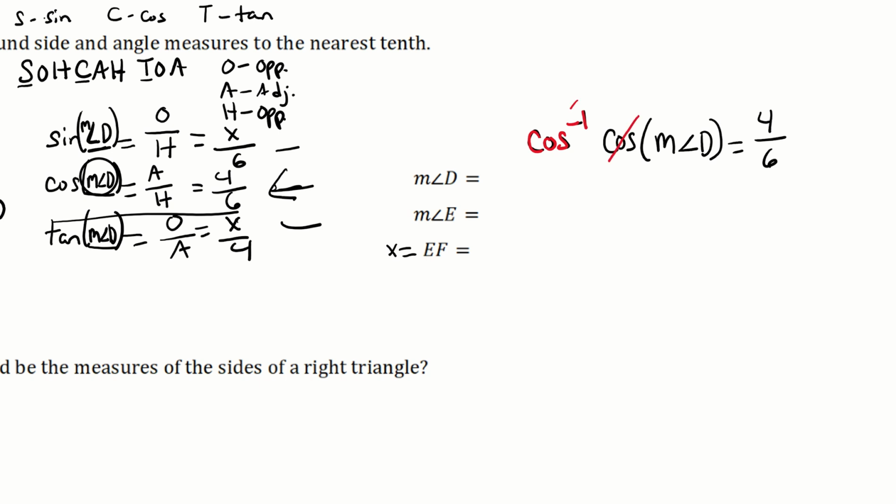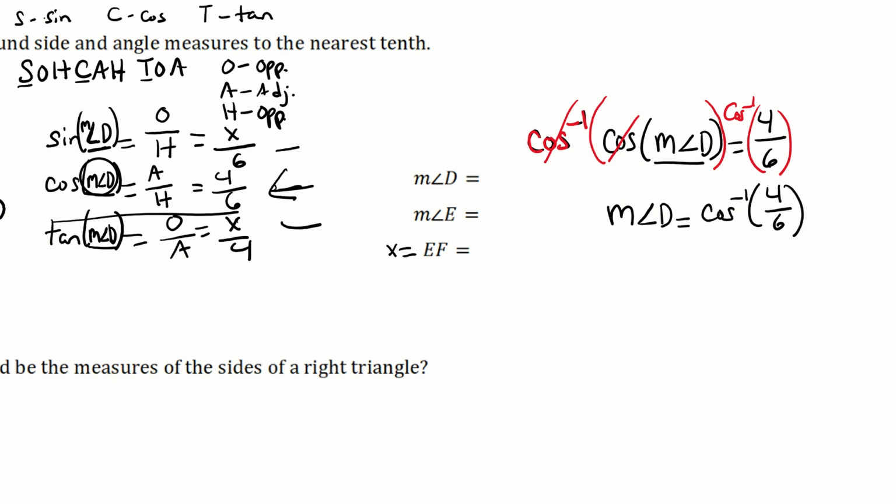Whatever I do on one side, I have to do on the other side. So you have cosine inverse, and I usually put this in parentheses, and then cosine inverse of this. Notice that the cosine and the cosine inverse cancel, leaving us with the measure of angle D, which is what we're looking for, is the cosine inverse of 4/6.